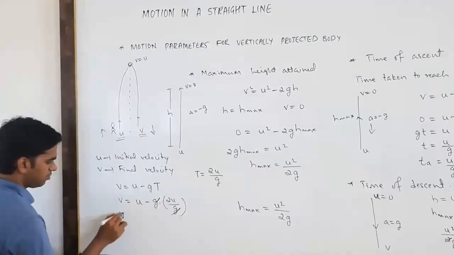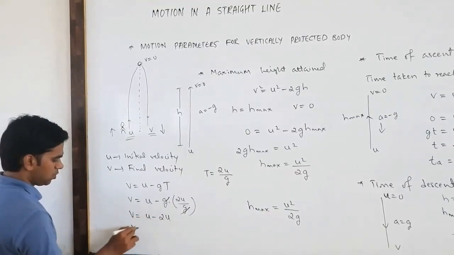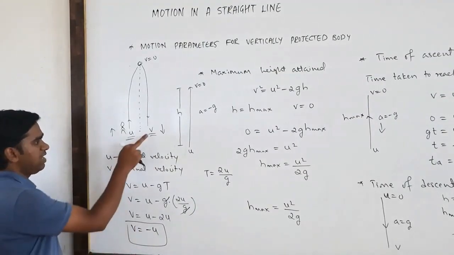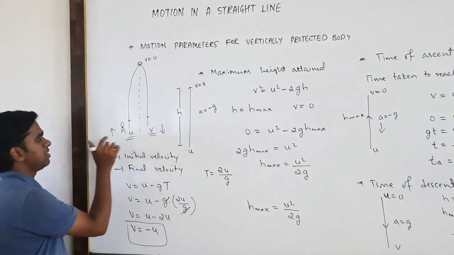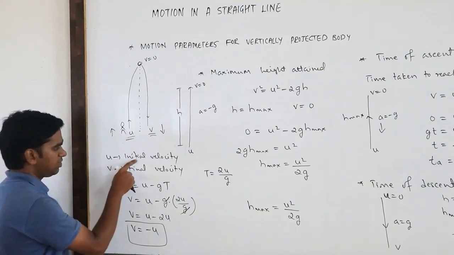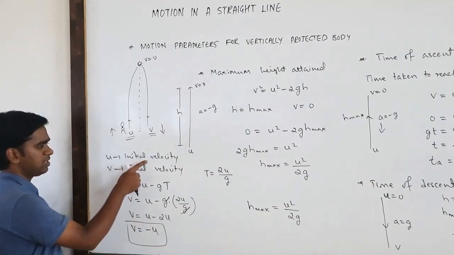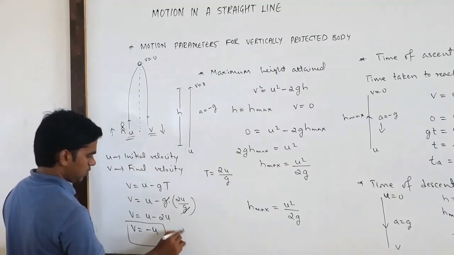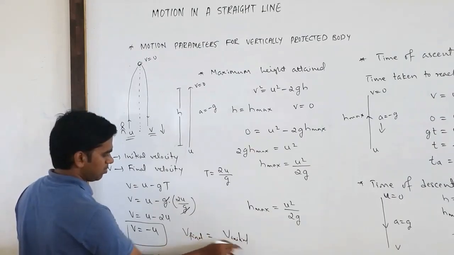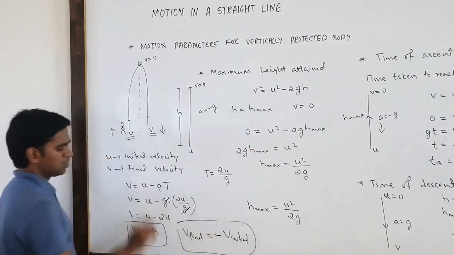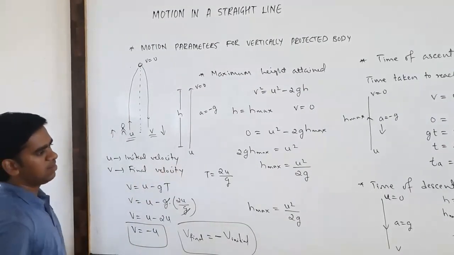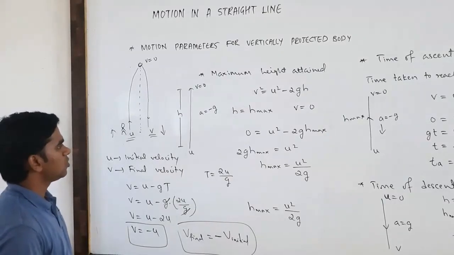So g will get cancelled. v equals u minus 2u, so v equals minus u. That means the final velocity is equal to the initial velocity but in the opposite direction. Here it is upward, here it is downward. So you can write that the initial velocity is equal to the final velocity, or final is equal to initial but in opposite direction. So v final is equal to v initial but with a negative sign. This is what we can derive from the time of flight. Like that we can derive so many things.